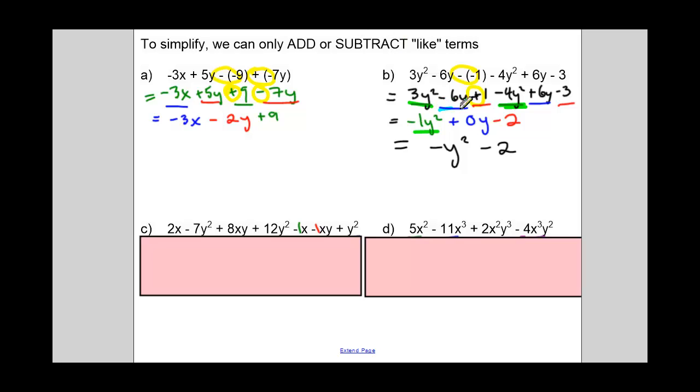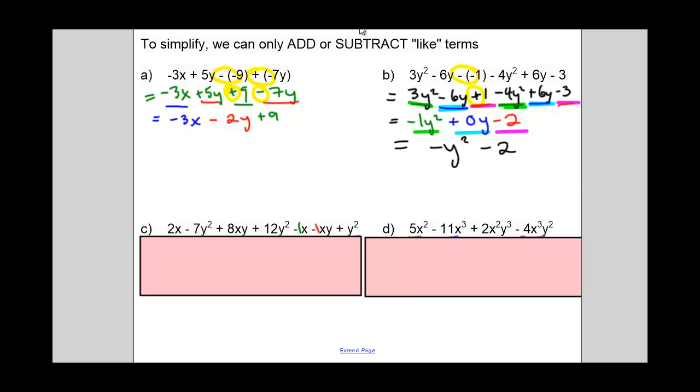The second one, I've got minus 6y. Oh, there's plus 6y. So if I have negative 6 of something and I add 6, I wind up with actually 0 of that same thing. And finally, with the two constants, I've got plus 1 and I've got minus 3. If I have positive 1 and I take away 3, I wind up with negative 2.